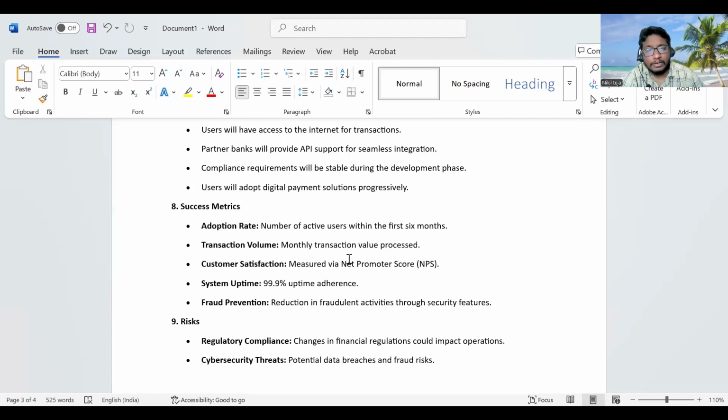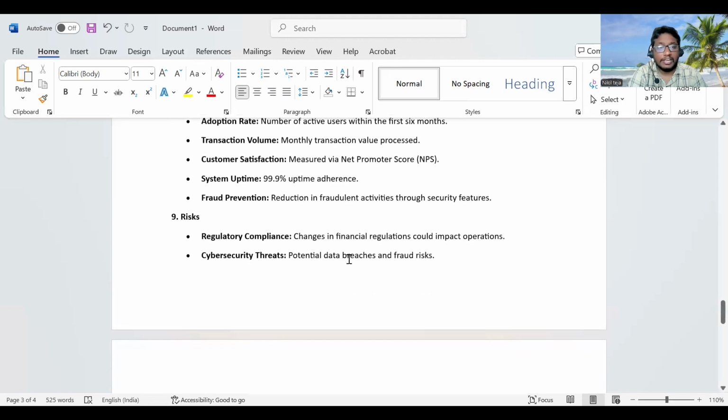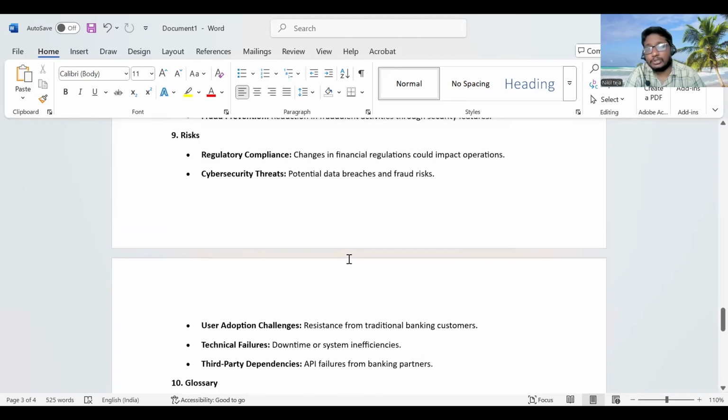Next is system uptime. 99% uptime adherence. Like it should be working fine, right? It should be working perfectly. Next is fraud prevention. There should not be any fraud. There should not be any hacking or anything. So these are the success metrics. And what are the risks? Risks are associated with building the product or the solution or the app.